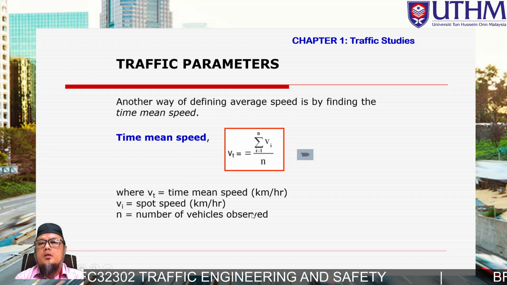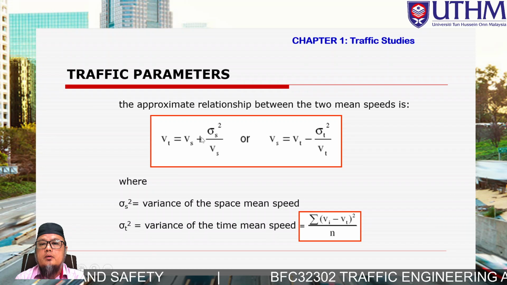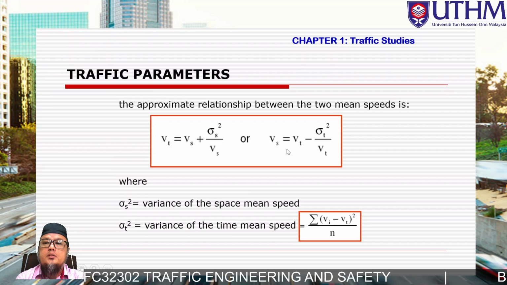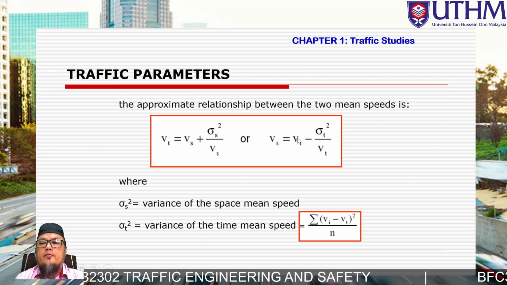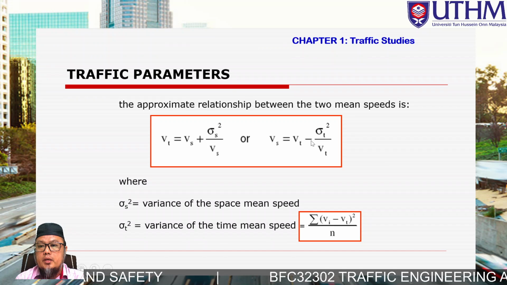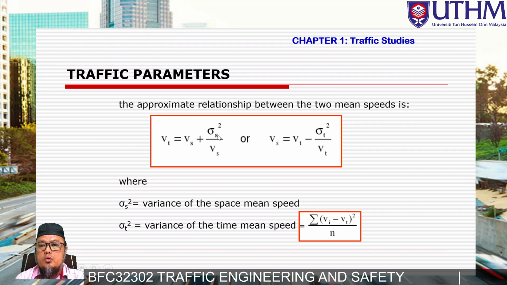Okay, next there is a relationship between the two mean speeds. First we have Vt, which is time mean speed. It relates to the space mean speed plus sigma square divided by the space mean speed. Or we can invert this relationship if we put Vs as reference. So we have a relation to Vt with minus. This one, if you use Vt, has plus. If you want to determine Vs, we have minus sigma square and Vt. So everything here refers to T because we want to determine Vs. Here we want to determine Vt, so everything here we refer to S.